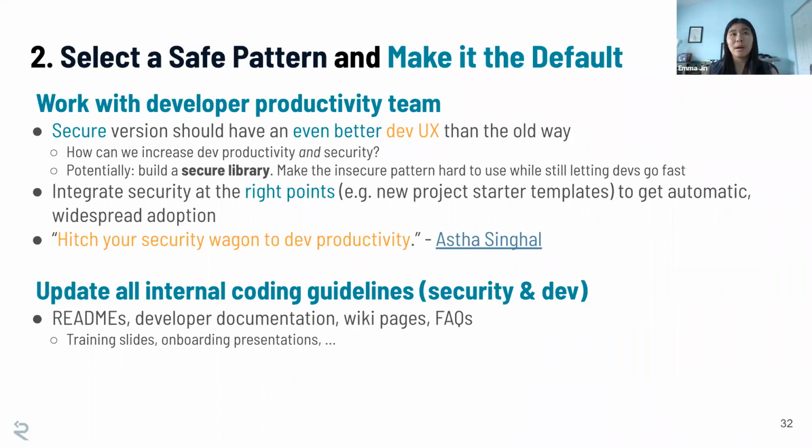Also, it's important to think about leveraging the existing developer tools out there. For instance, if there's a new project starter template and it includes something that's insecure, that's going to just be a problem forever. So prioritizing those things, a new project starter template is a very important place to make things secure versus maybe something further down the line. And then update all internal coding guidelines, which is always more of an effort than you might expect because there's just so much out there. There's readmes and documentation, and there's training slides and onboarding presentations.